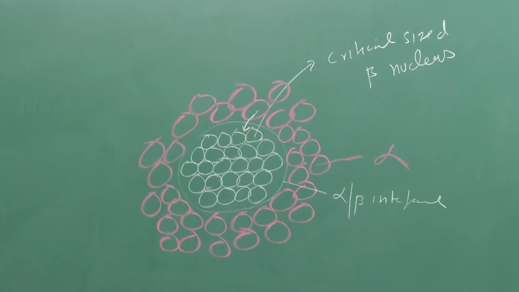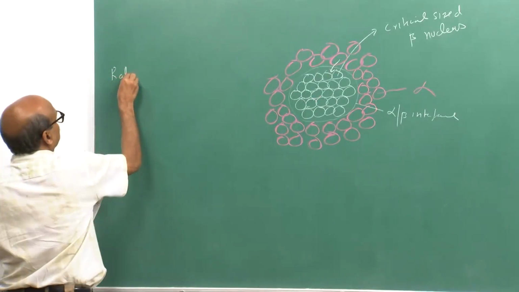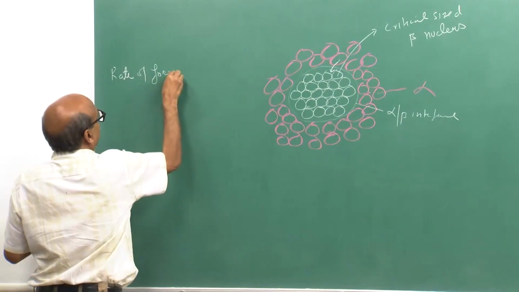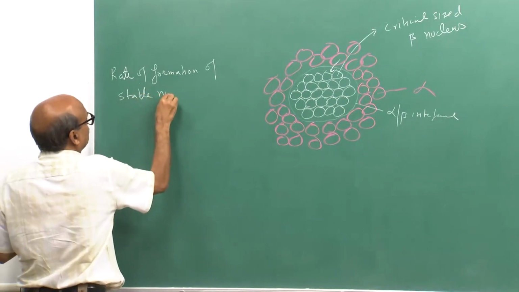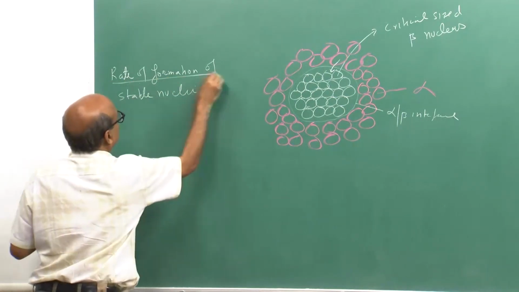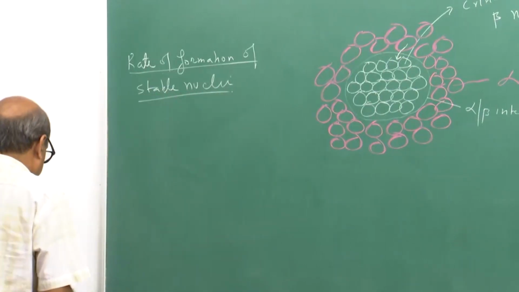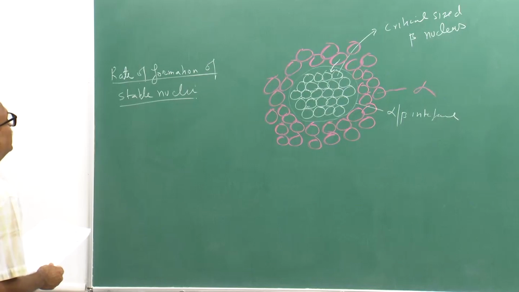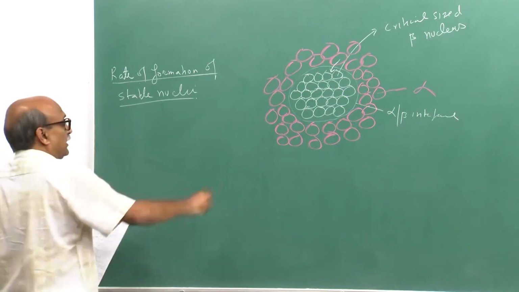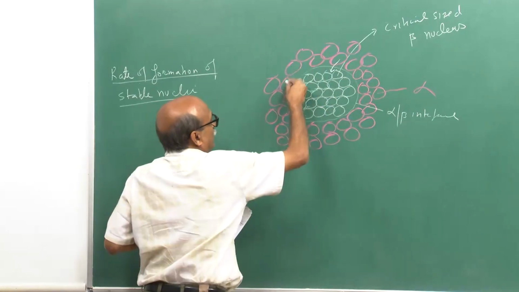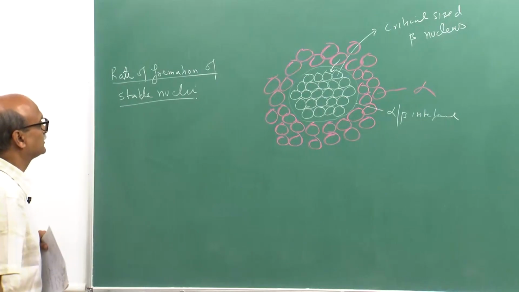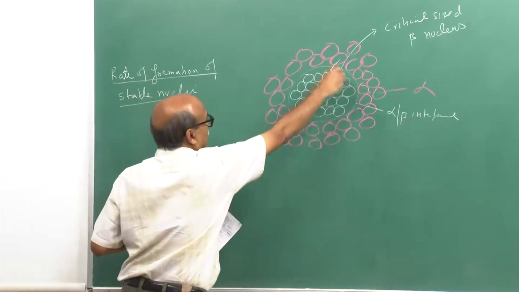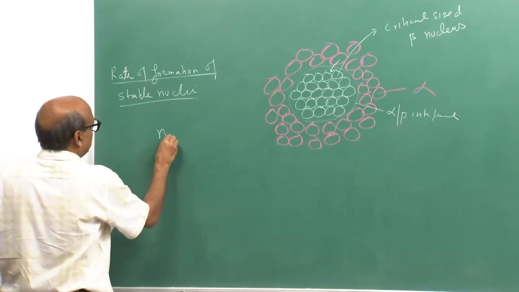That is what is going to govern the kinetics of phase transformation. So, the rate of formation of stable nuclei could be understood in the following manner. It will depend on the number of atoms that are surrounding the critical size nucleus, the number of atoms in the alpha phase. Let that be Ns.